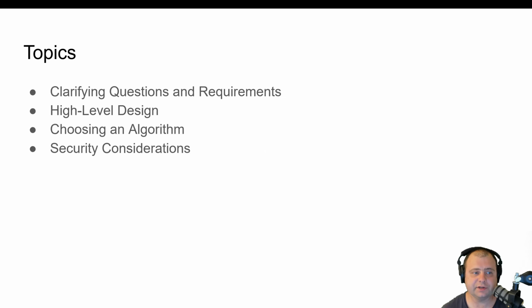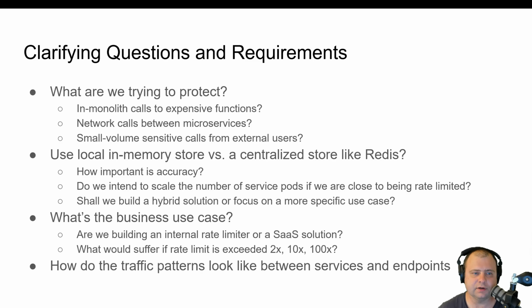The topics we are going to cover are clarifying the questions and requirements, high-level design, then choosing an algorithm and how to apply the rate limiter, and some security considerations as well. Clarifying questions is where a lot is going to get decided, and specifically for a rate limiter, there are a lot of possibilities. First of all, what are we trying to protect?